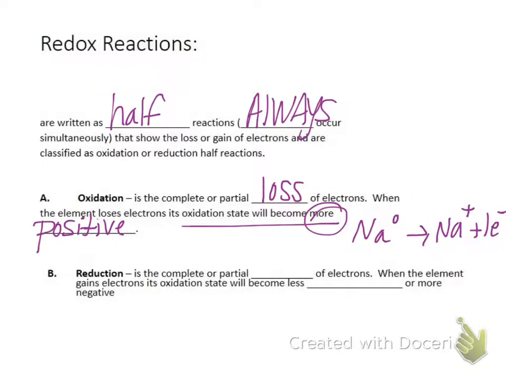Okay? If it is a complete or partial gain of electrons, the element gains electrons and its oxidation state will become less positive. The reason we say less positive instead of more negative is because you won't always have a negative oxidation state when you're gaining electrons. You might have had a +7 and you gain 5 electrons and then you go to a +2. So you're becoming less positive. That's why we don't say more negative, because that confuses some people, since we're not always negative. Okay?